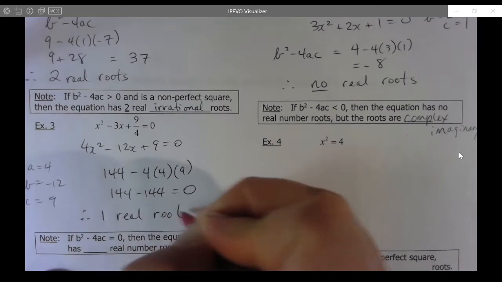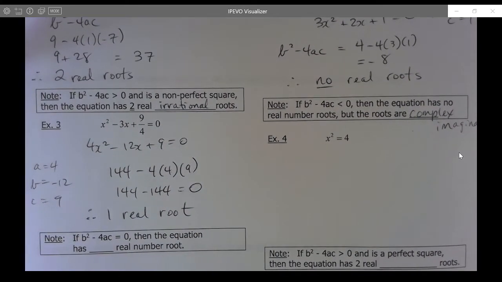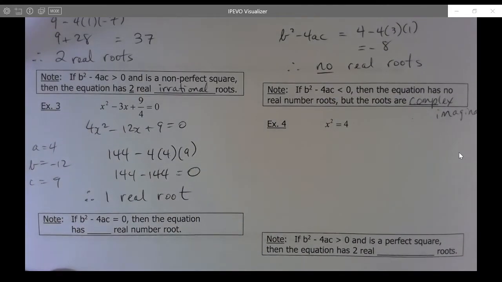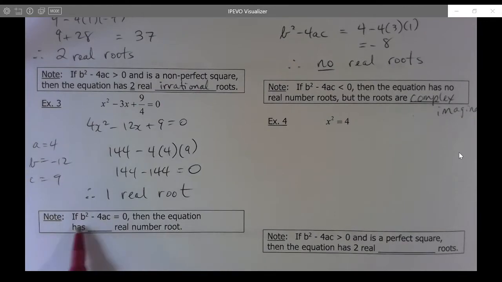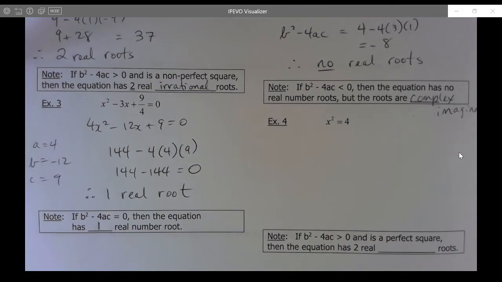And another way to think about what this answer is saying is that the vertex on this parabola would actually be on the x-axis. And it says, note, if b squared minus 4ac is equal to 0, then the equation has one real numbered root. Okay, next, example 4.